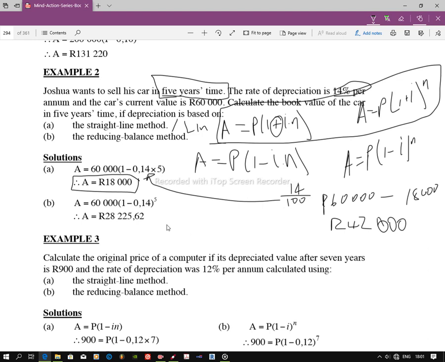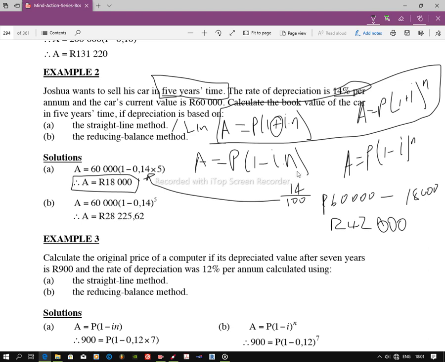Like in our country now, things are going crazy. Everything is expensive. So, well, let's just proceed with our lesson. For the reducing balance method, here is the formula. When they say reducing balance method, think of a compound formula, but in the form of a negative, meaning that it's depreciation.